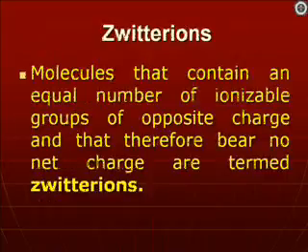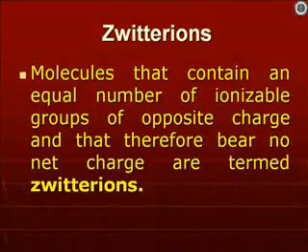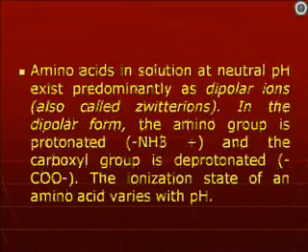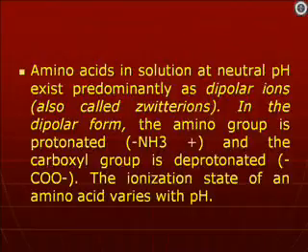Amino acids are also called zwitterions. They become zwitterions when you dissolve them in aqueous solution at about neutral pH. Molecules that contain an equal number of ionizable groups of opposite charges and therefore bear no net charge are termed zwitterions. Amino acids in solution at neutral pH exist predominantly as dipolar ions, also called zwitter ions. In the dipolar form, the amino group is protonated and the carboxyl group is deprotonated.